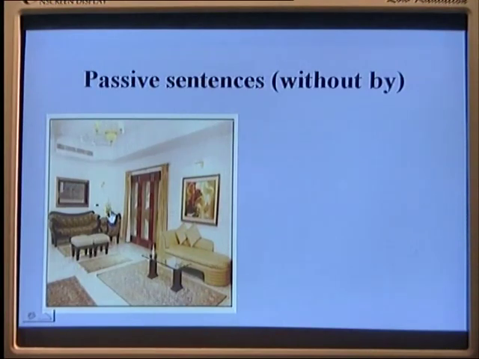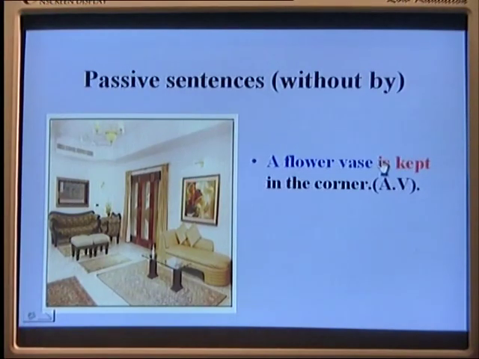Okay. Then you can say, do you know who has kept it? Who has arranged all these things in this living room? You don't know the doer. Then you can use the passive constructions like this. A flower vase is kept by, we do not know. Therefore, you need not use by noun phrase here. A flower vase is kept. Or when you say it in active voice, someone keeps flower vase.